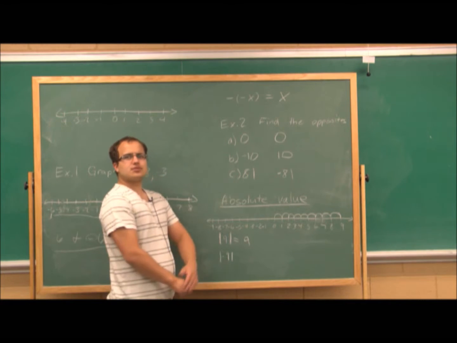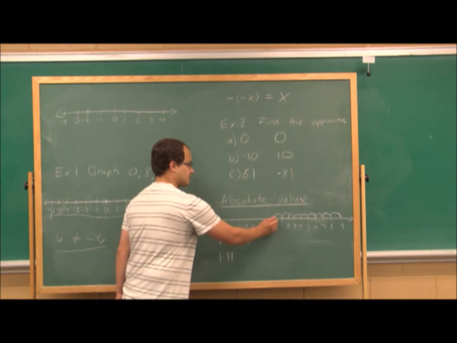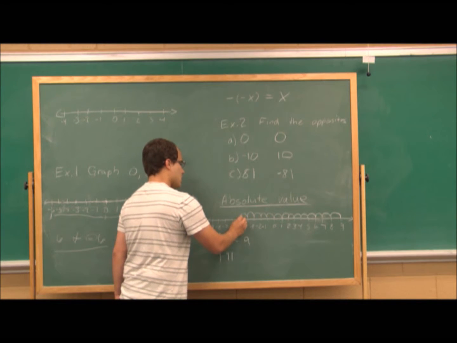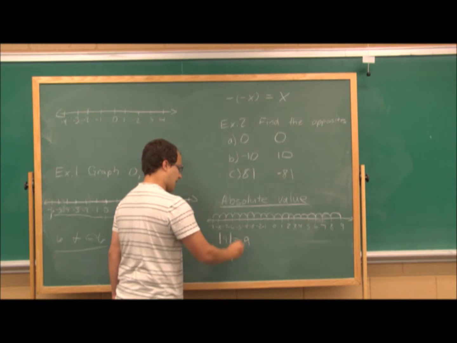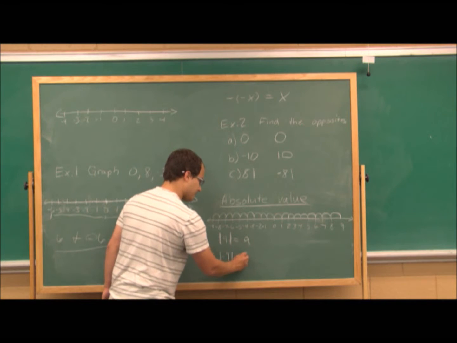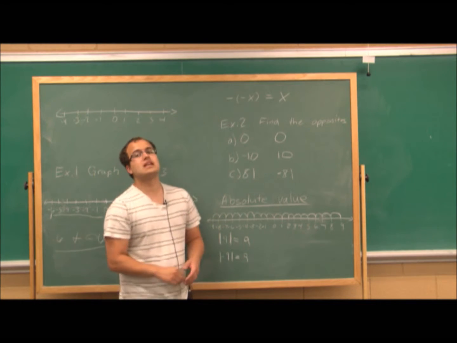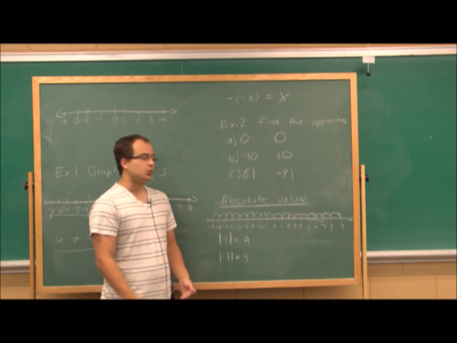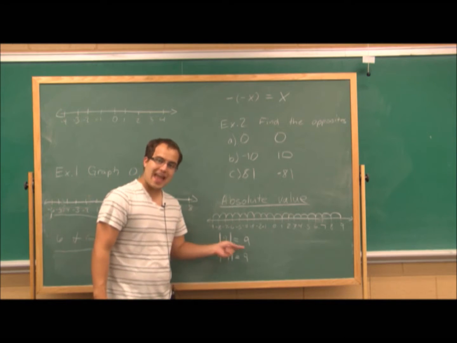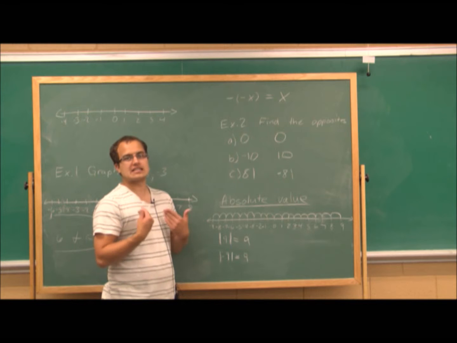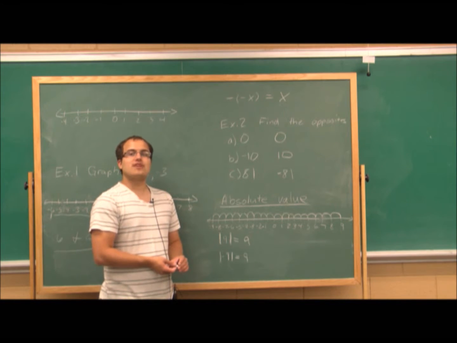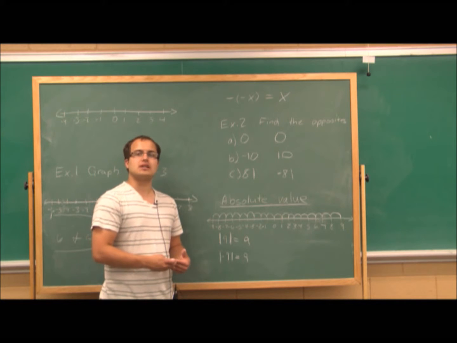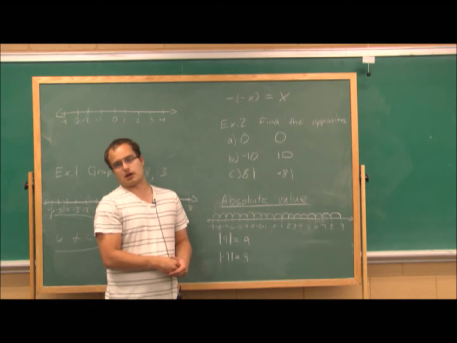But now let's do the absolute value of -9. 1, 2, 3, 4, 5, 6, 7, 8, 9. Also, what this means is that an absolute value is never negative because a distance can't be negative. So when you take the absolute value of a negative number, it just becomes its positive counterpart.